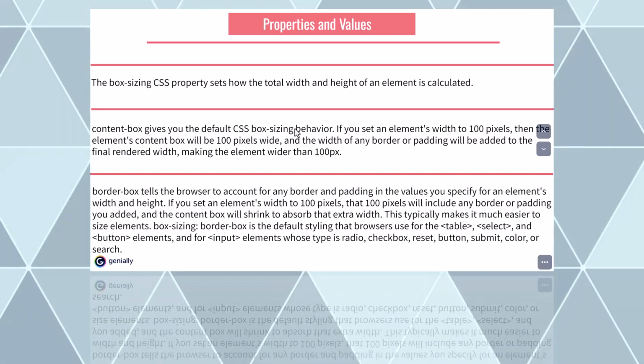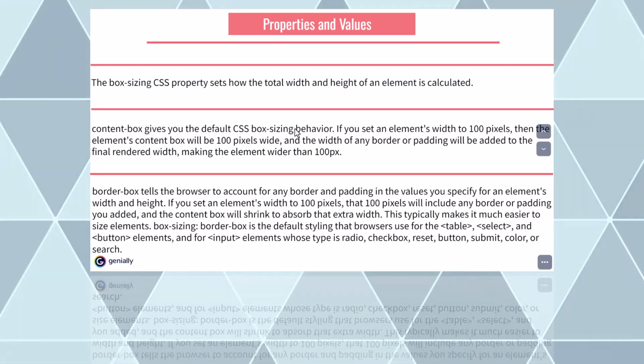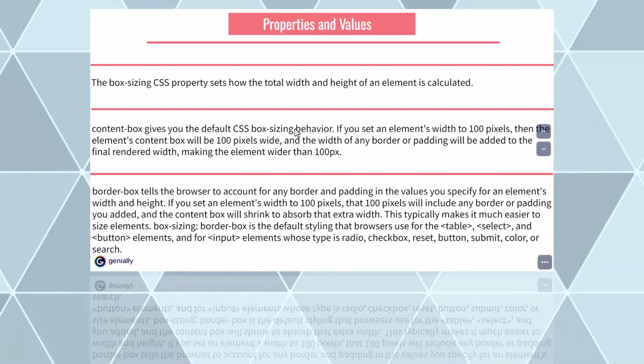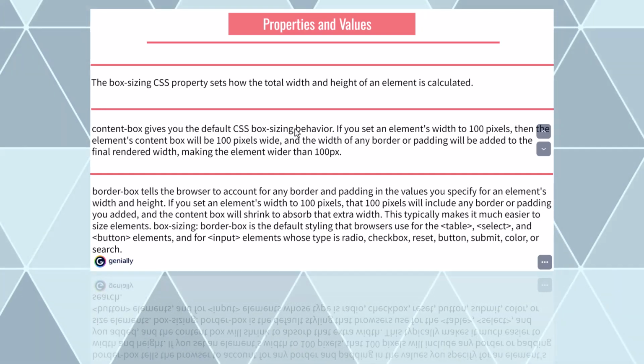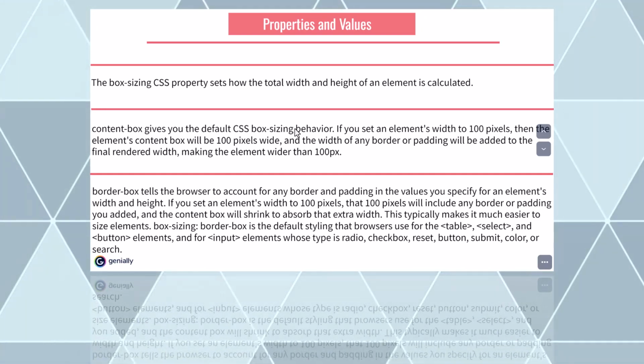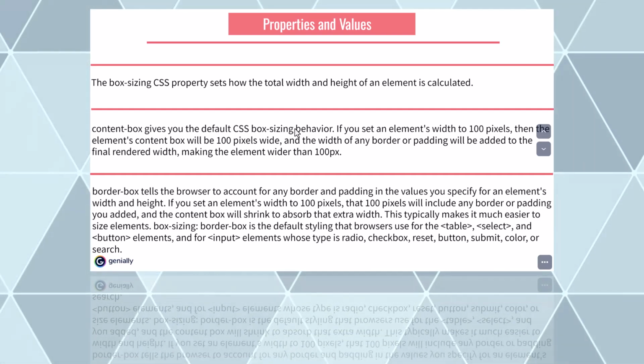The first value is content box. Content box gives you the default CSS box sizing behavior. If you set an element width to 100 pixels, then the element's content box will be 100 pixels wide. And the width of any border or padding will be added to the final rendered width, making the element wider than 100 pixels.